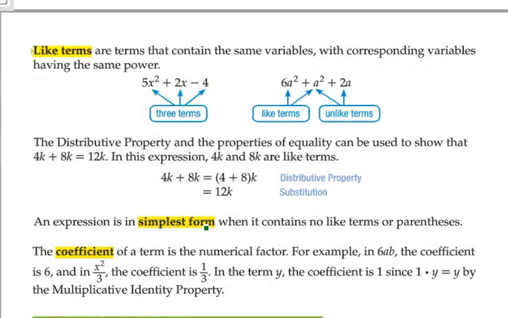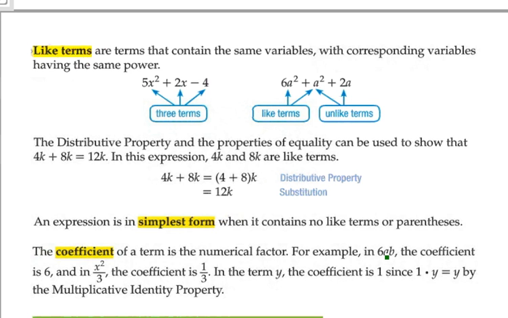We talked about simplest form in the introduction, where instead of leaving the 4k plus 8k, go ahead and combine those. We want to do as least amount of steps as possible, and we can combine them because we do have the same terms there. That word that showed up in the objective was coefficient. A coefficient of a term is a numerical factor.